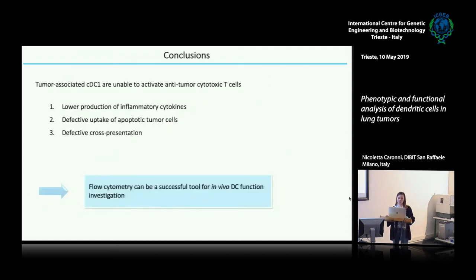So in conclusion, I hope that I demonstrated to you that tumor-associated DC1 are unable to activate anti-tumor cytotoxic T cells because of several hints. They do not produce inflammatory cytokines, they have a defect in uptake of apoptotic tumor cells, and also defective cross-presentation. And so with all the experiments that we set up and performed in vivo, I hope to convince you that flow cytometry can also be a successful tool for the investigation of in vivo DC function.